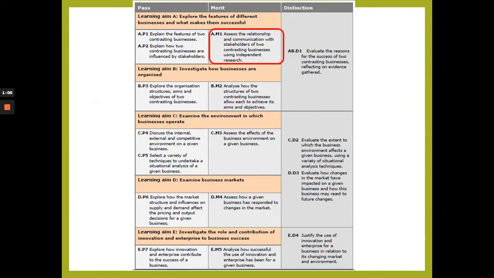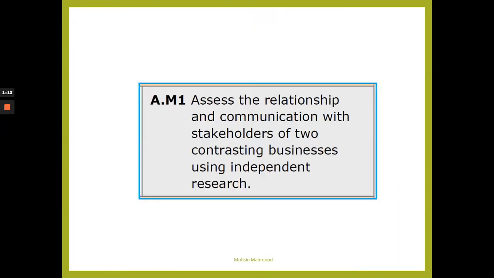And this will help us to answer the assessment criteria M1. So assess the relationship and communication with stakeholders of two contrasting businesses using independent research. So that's a key point there. Students must use independent research, okay? You have to use independent research. You have to do a lot of research and use this for your task for M1.